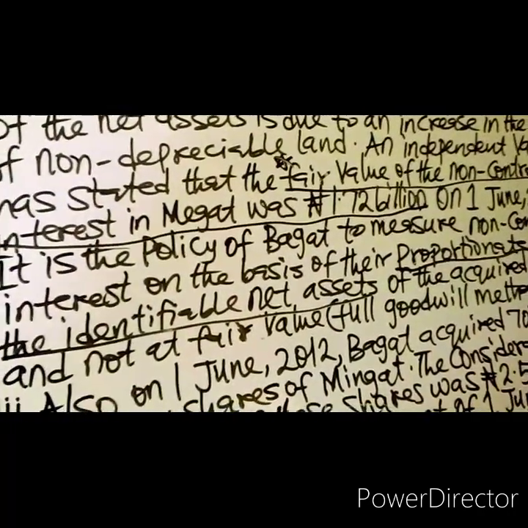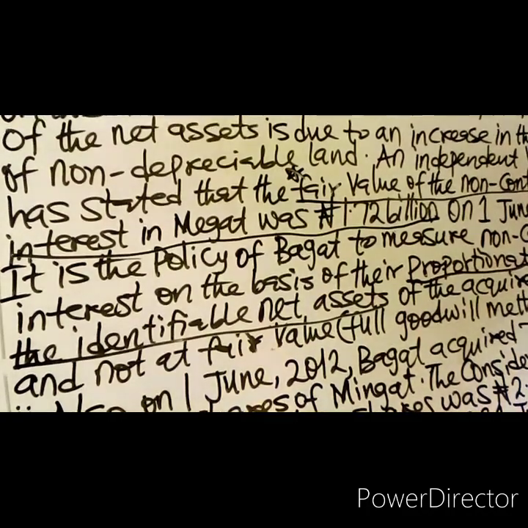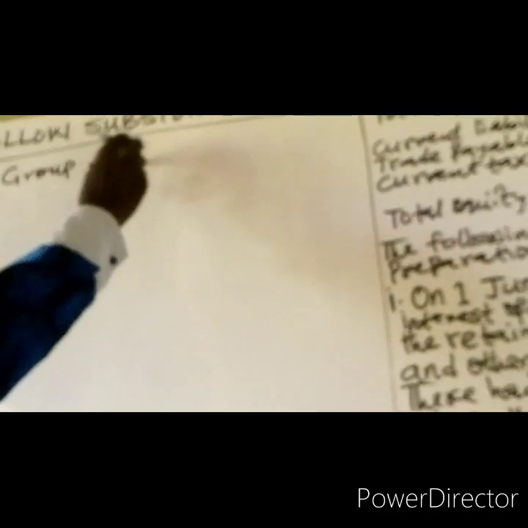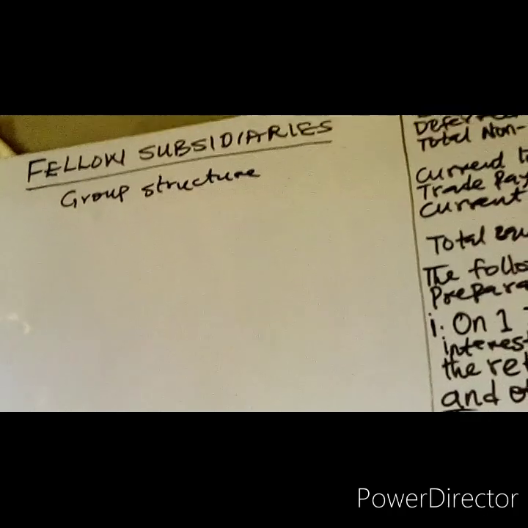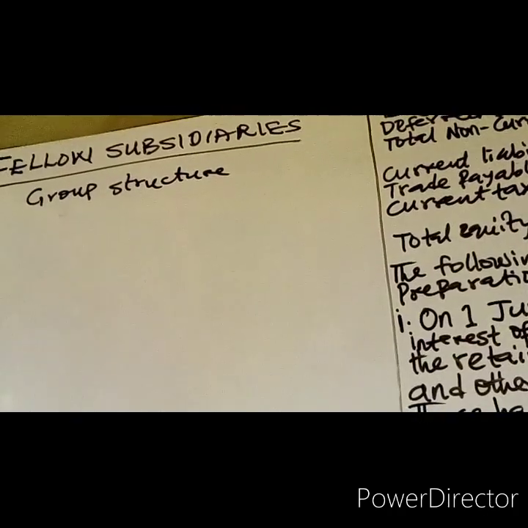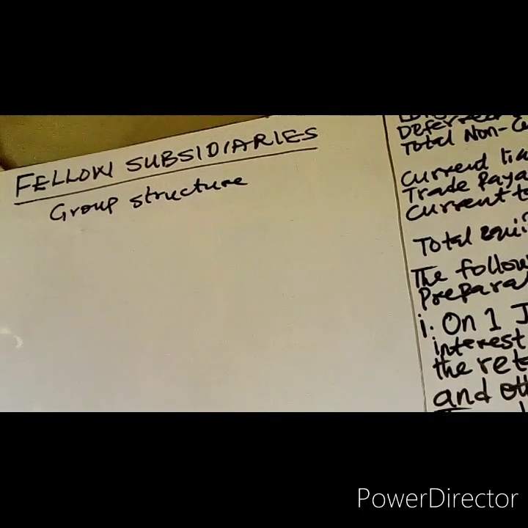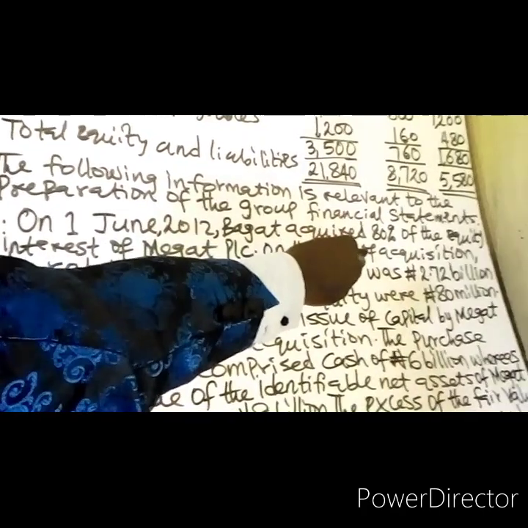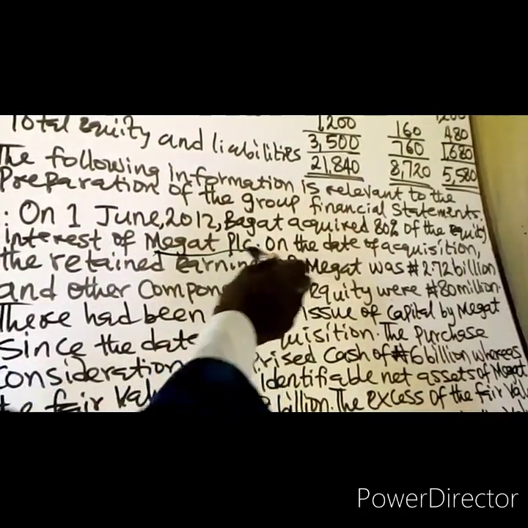I've told you that in answering this kind of question, the first thing you should do is to draw the group structure. That is the first thing. You draw the group structure. So we have the parent. On 1st of June, Megat acquired 80% of the equity interest of Megat PLC.